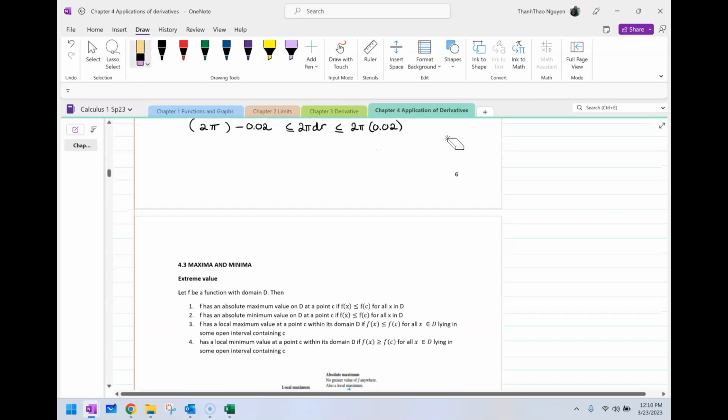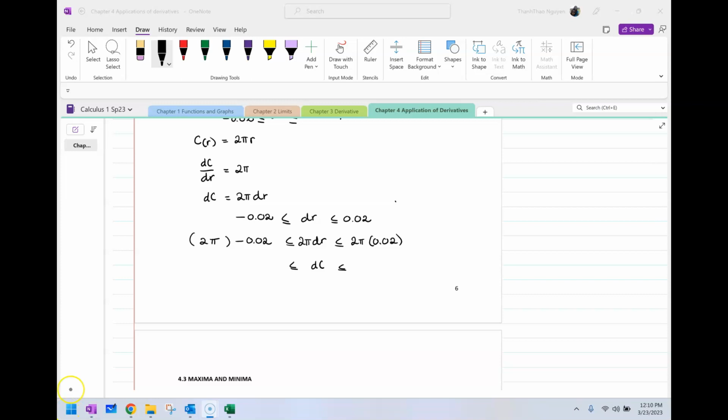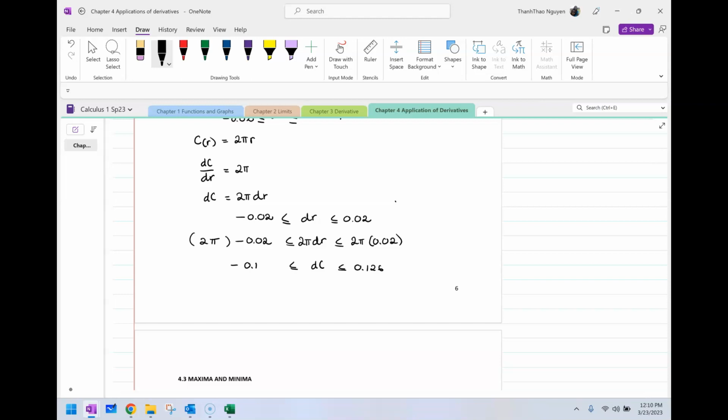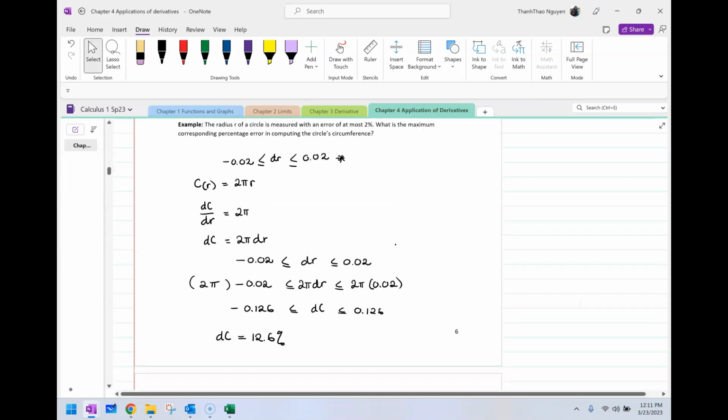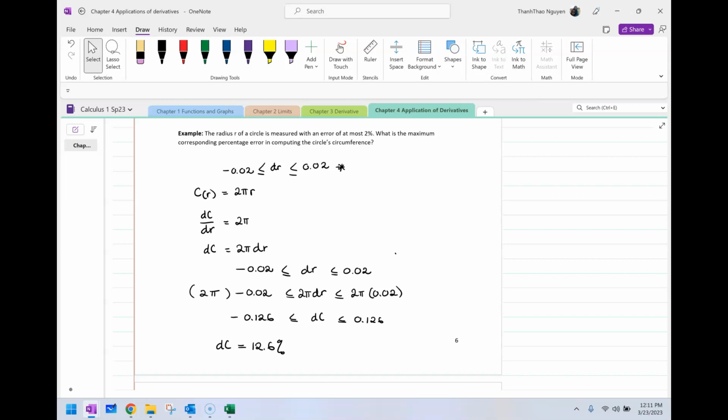So then the maximum error of the circumference dC is within this range. And what is it? That is 0.04 pi and negative 0.04 pi. So the maximum percentage error is about 12.6%. So if the error of the radius is 2%, then the error in the circumference is up to 12%.